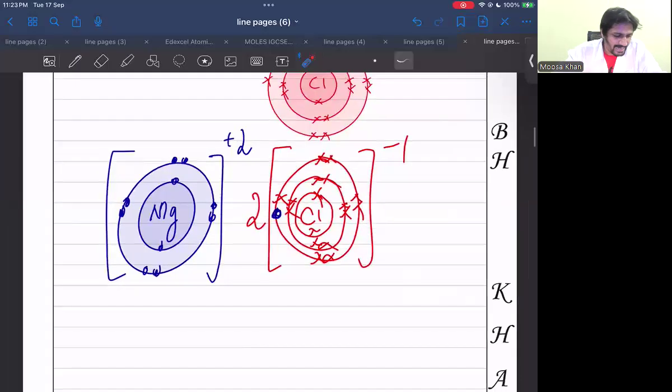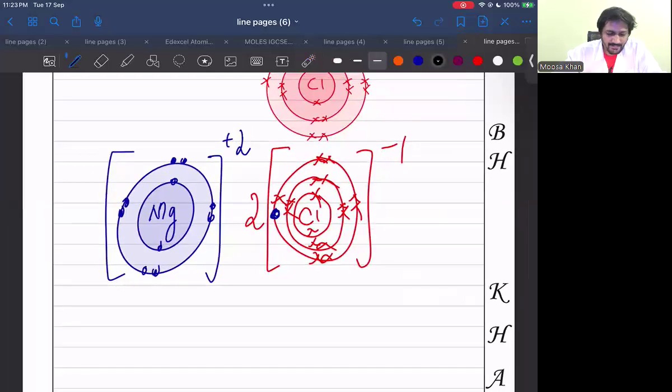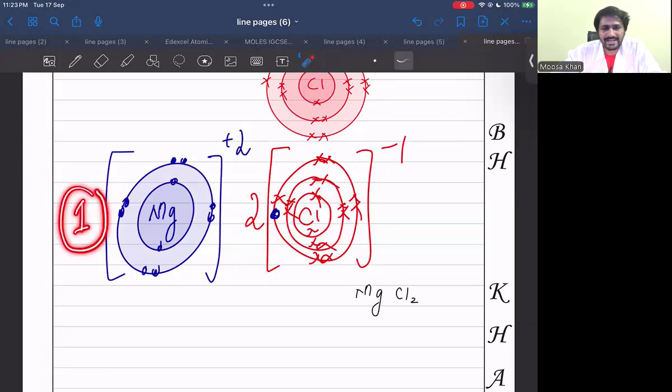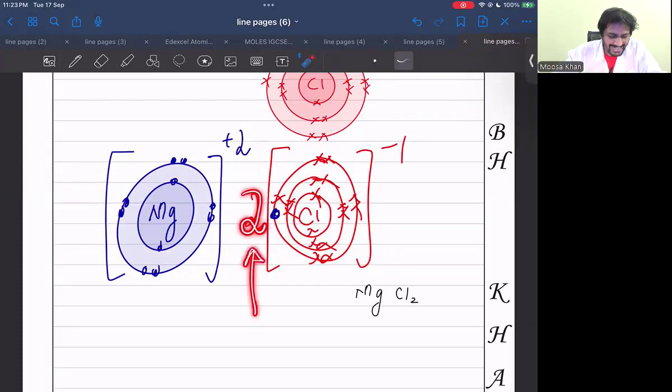And in magnesium chloride, the formula is MgCl2, which shows that one magnesium ion has combined with two chloride ions. So how would you show this on the dot and cross diagram? With magnesium, nothing is written. It means by default it is 1. But with the chloride ion, we have written 2 before the chloride ion. It means we have 2 chloride ions combined with 1 magnesium ion.